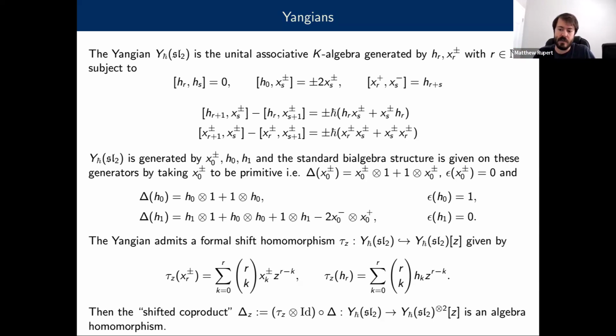This example is quite trivial because it just goes into polynomials. It's a co-commutative example, but the next example that I write down will not be co-commutative, and it's a fair bit more complicated.